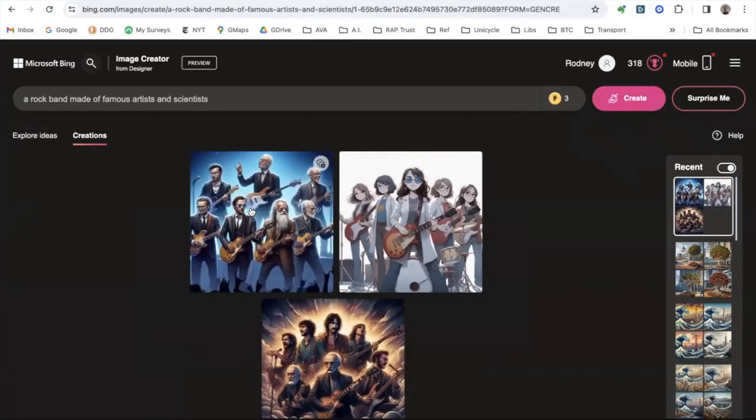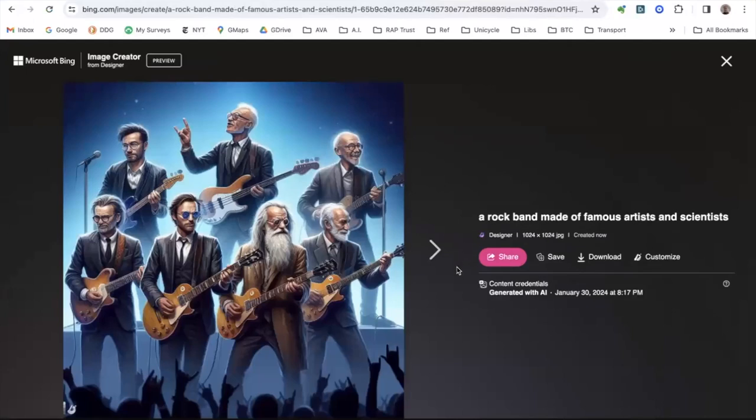Oh, well, look at that. Okay, so a rock band with artists and scientists, that's nice. Do we know any of these people? Oh, gosh, they've been so transformed. Is that Charles Darwin in the front? I don't know any of those people. Sigmund Freud?